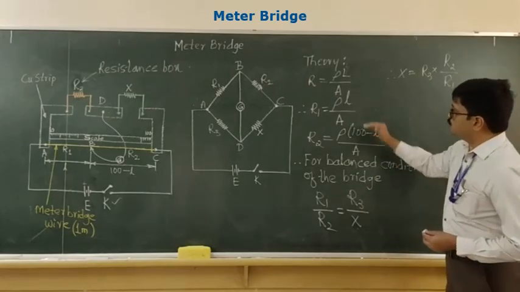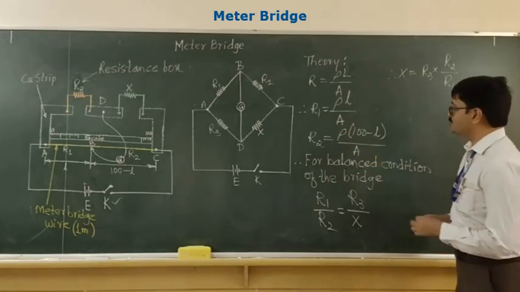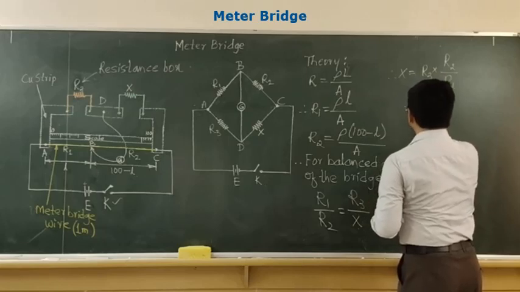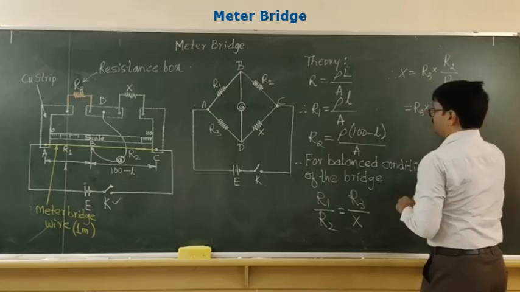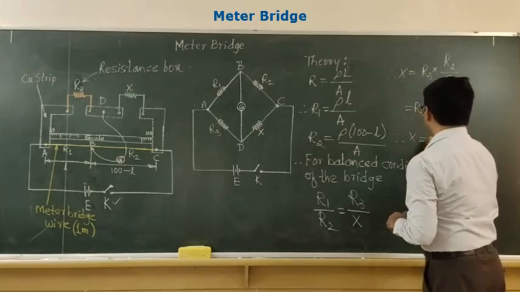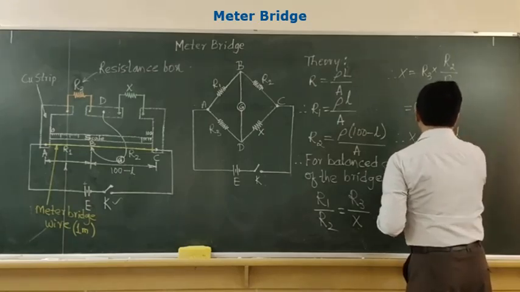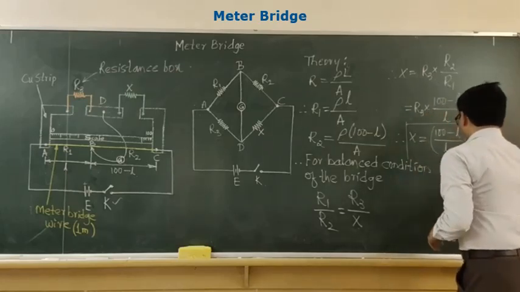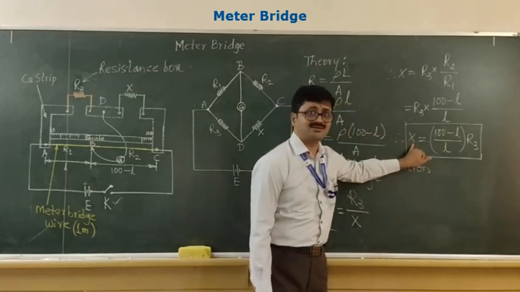So if we take R2 by R1, rho and A cancel off. So thus in this part you can write it as R3 into 100 minus L divided by L. So therefore X will be equal to 100 minus L divided by L into R3. Now, this is the required expression for finding the unknown resistance.